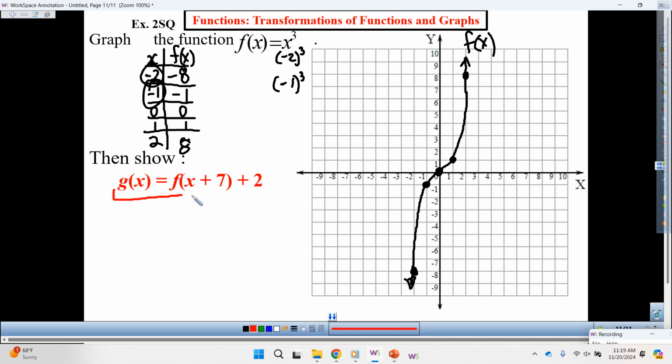g of x equals f of x plus 7, and then outside of the parentheses, plus 2. Write that down. So before you tell your neighbor, look at it first. Look at this number. What is this number going to do? And what is this one going to do that's inside with x? Now talk to your neighbor. What is that going to do, and what is the other number going to do?